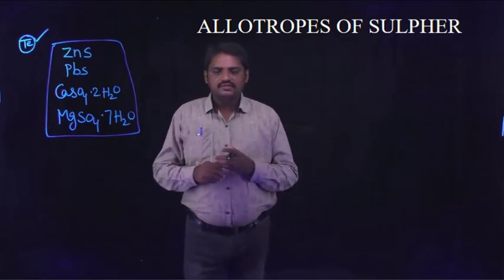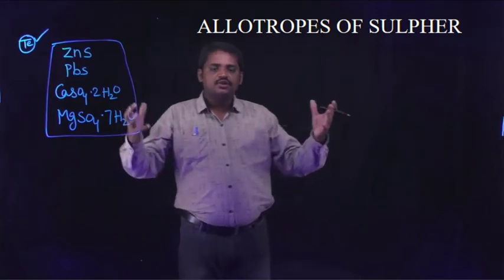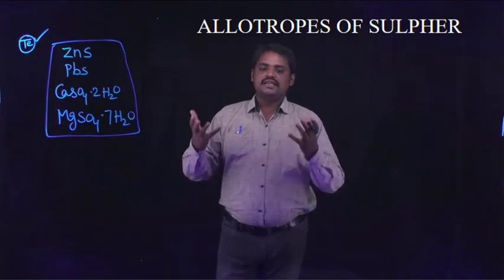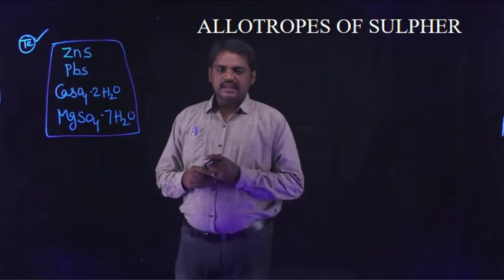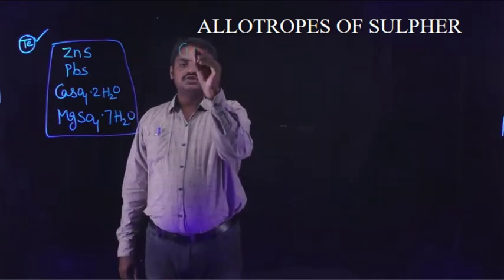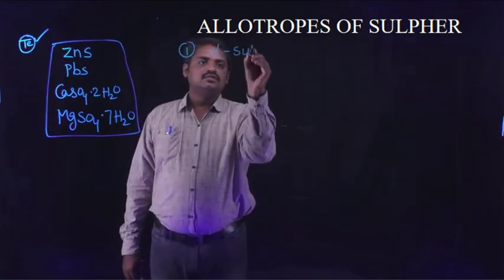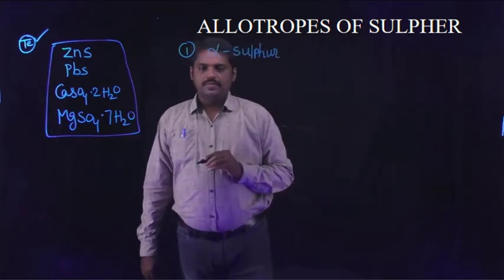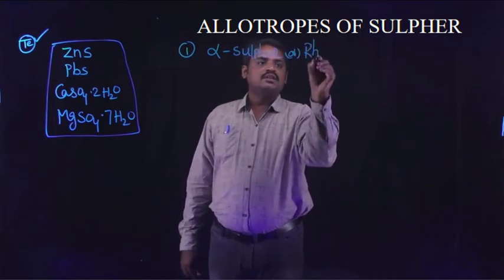That sulfur can form different types of new molecules, and each new form is known as an allotrope. For example, sulfur is available in different forms. The first one is alpha sulfur, another name is rhombic sulfur.